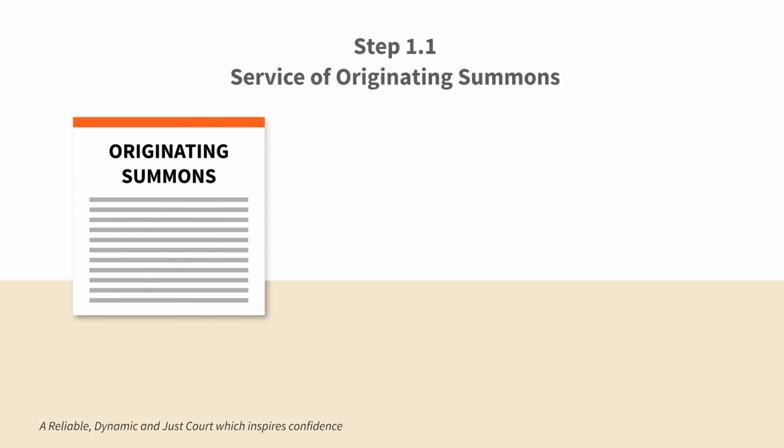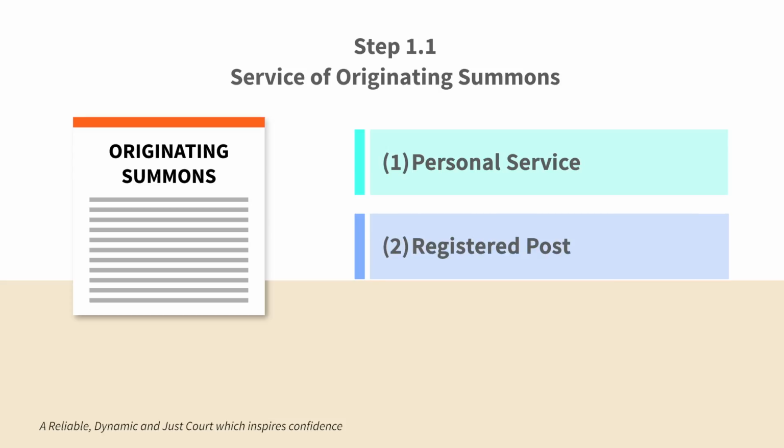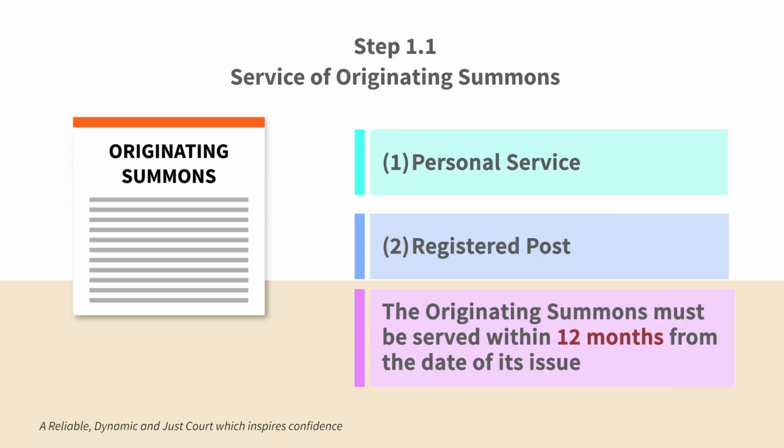Upon the successful filing of the originating summons, there are 2 ways in which the plaintiff can choose how the originating summons may be served. They are by way of personal service or registered post. The originating summons must be served within 12 months from the date of its issue unless its validity is extended by an order of court.